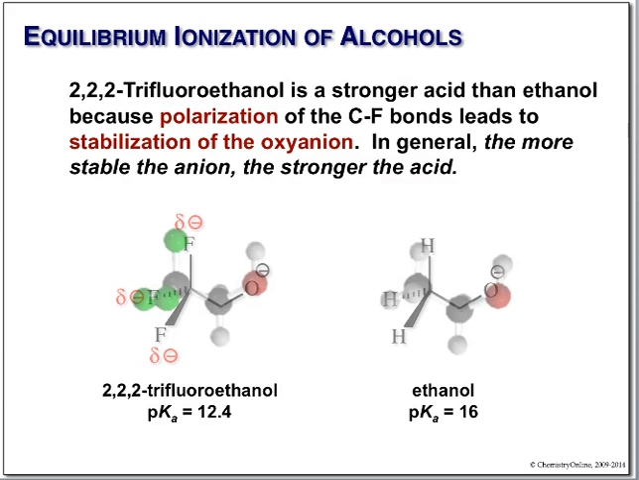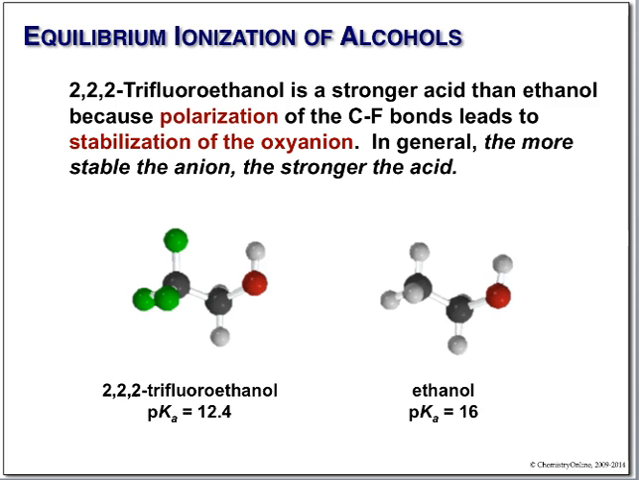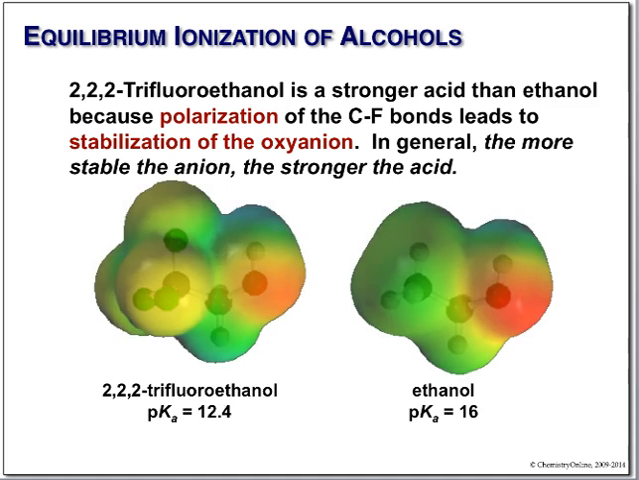Pretty picture. Here we have our ball and stick. We overlay the electrostatic potentials. This is our OH bond. Nice big red oxygen here. With trifluoro, you see we have less red, more stable anion, stronger acid. If you notice, the trifluoromethyl group here is yellow. This is nice and green. That means there's much more electron density here.